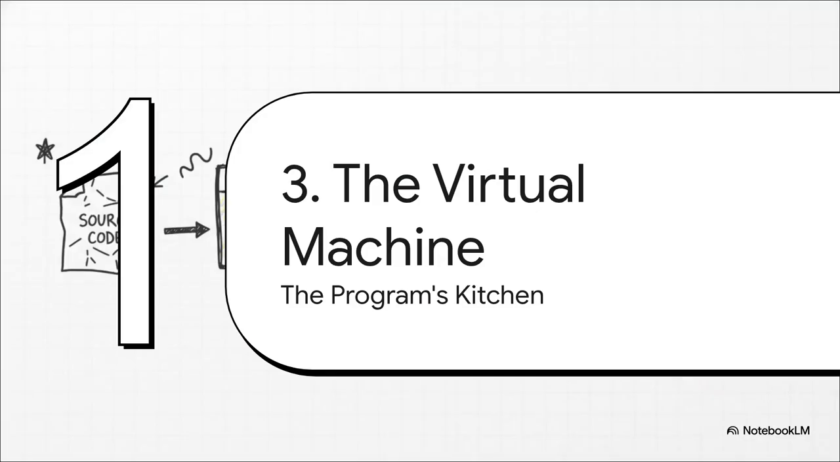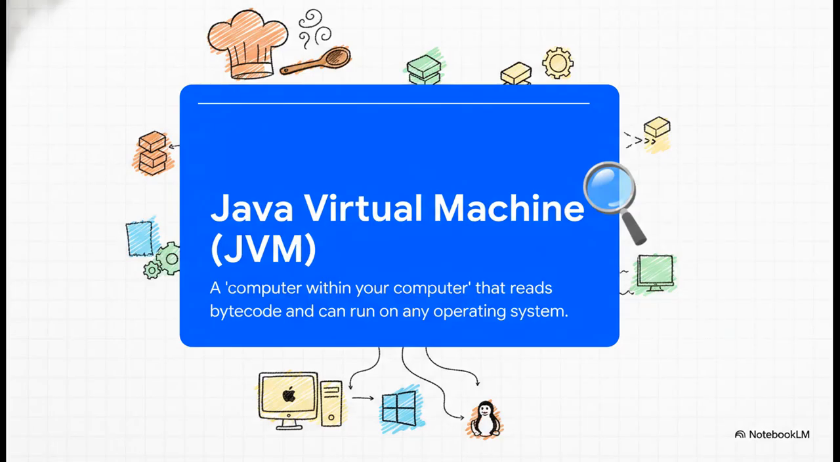All right, our program's been translated. It's no longer just a recipe on paper, but now it needs a kitchen, an environment where our recipe can finally be cooked up. This is where we enter the Java virtual machine, or as everyone calls it, the JVM. You know, the JVM is really the secret sauce behind Java's power. Think of it as a computer within your computer. It's this totally self-contained environment. It's the master chef who knows exactly how to read our bytecode recipe. And the absolute best part? This kitchen can be set up on Windows, on a Mac, on Linux. It doesn't matter. The chef will know how to cook that recipe perfectly every single time.